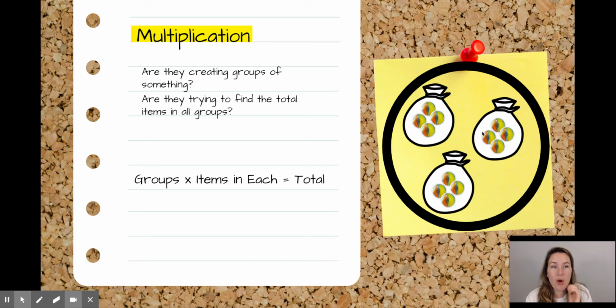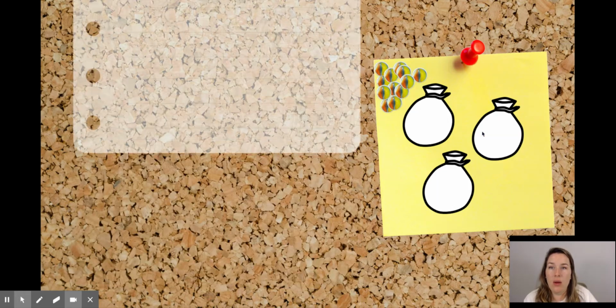We're not trying to figure out how many groups there are or how many are in each group, because we already know that we started with that. In multiplication, we're trying to figure out how many items there are all together, so how many marbles there would be in the entire thing.